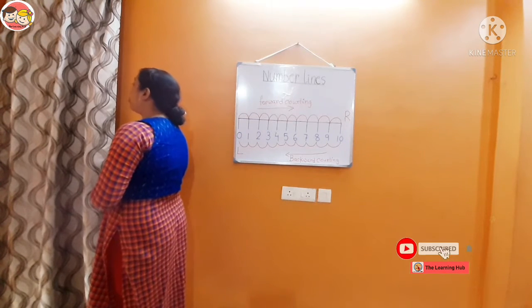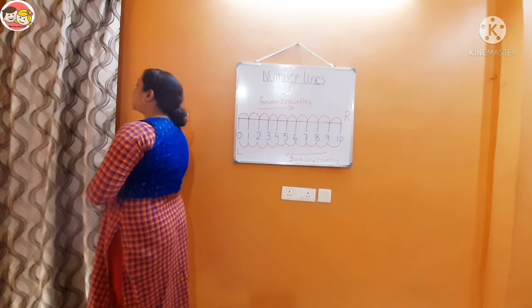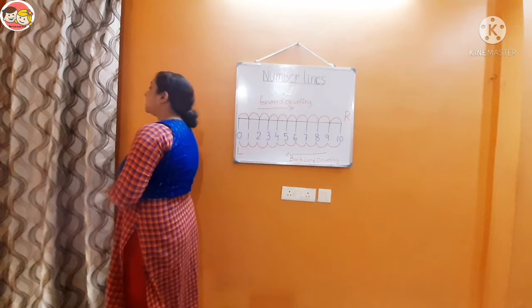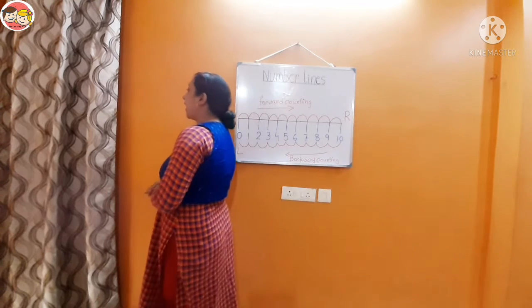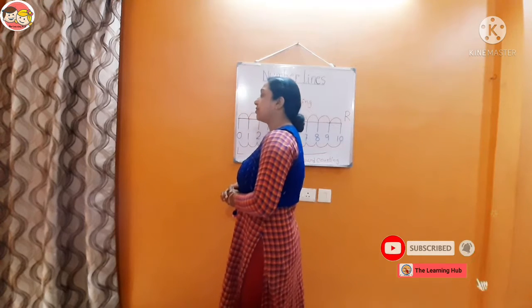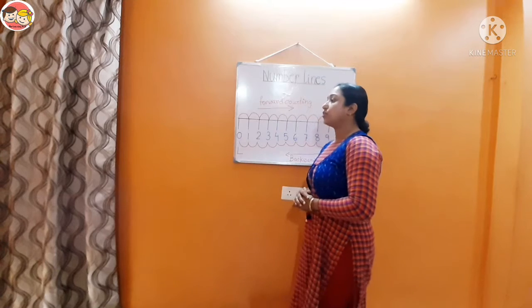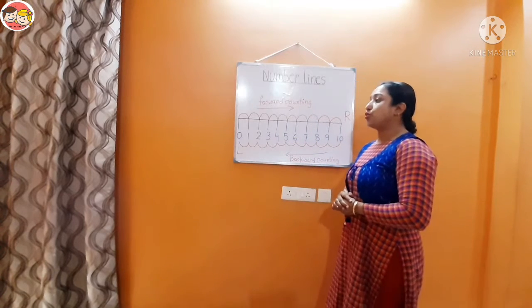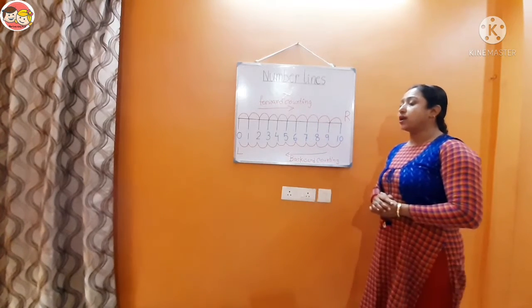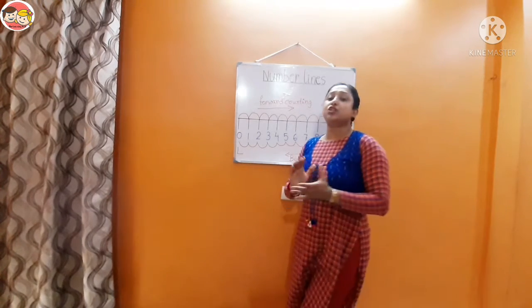And now we have to move back but without seeing. So let's begin. 10, 9, 8, 7, 6, 5, 4, 3, 2, 1, 0. So children, this is called backward counting.